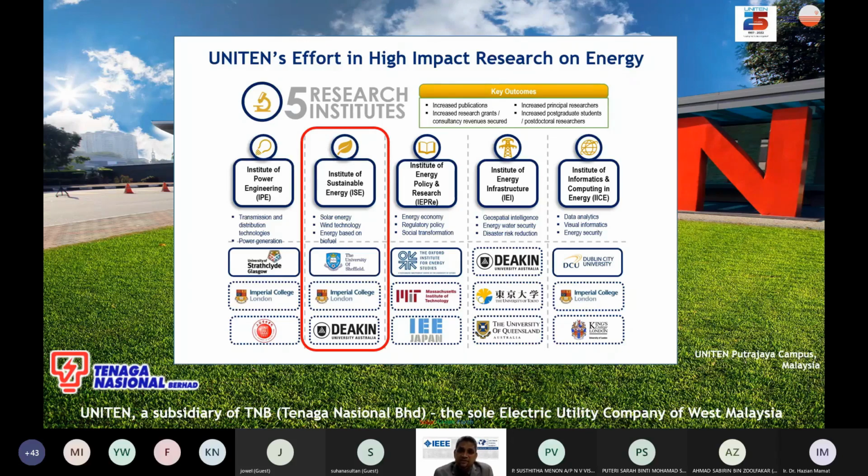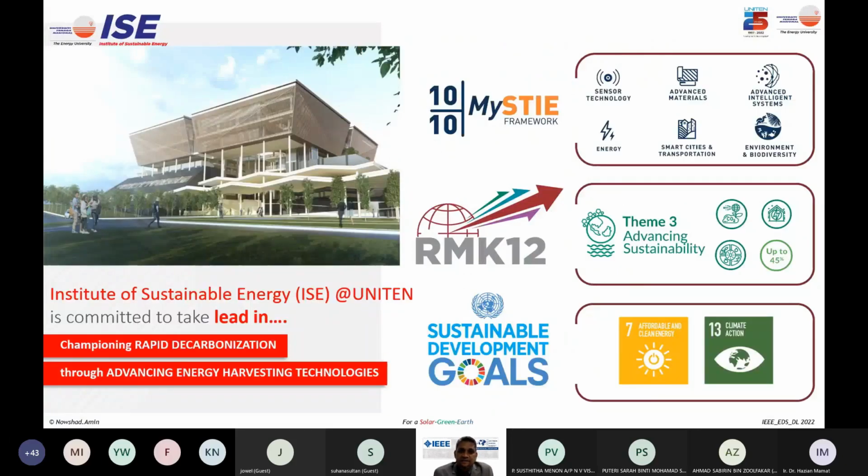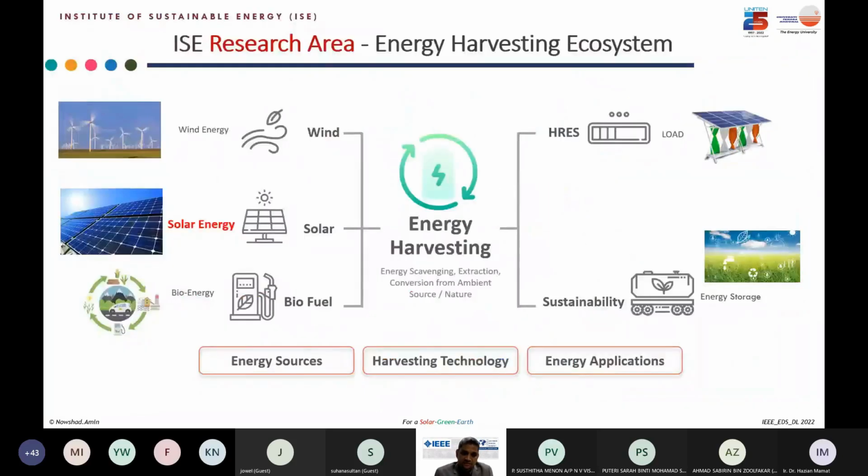finally the Institute of Informatics and Computing in Energy. I have belonged to the Institute of Sustainable Energy since 2018. Under the Institute of Sustainable Energy, we are really committed to take the lead in championing rapid decarbonization through advancing energy harvesting technologies. We are aligned with commitments like RMK12 and the Sustainable Development Goals, as well as MyCC-TIDE, etc. So we are quite in line with national policy as well as international policies.